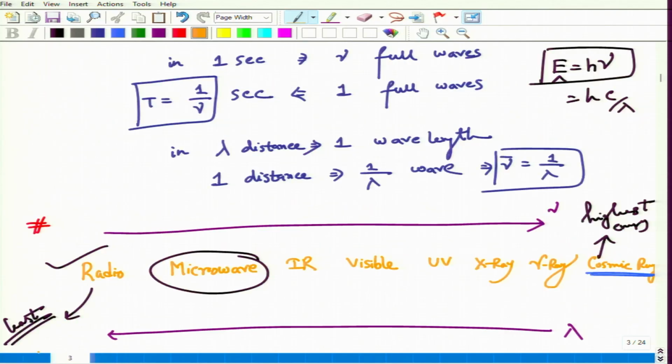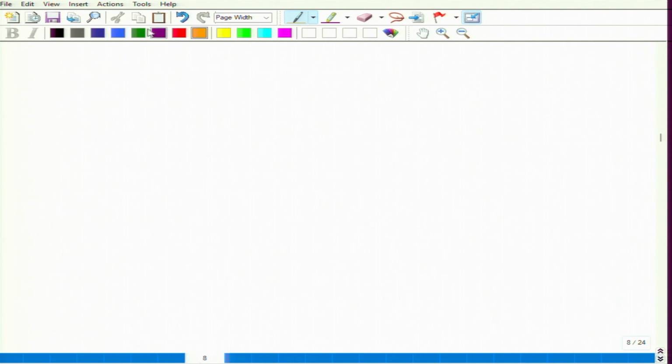Welcome back. In the last part I discussed visible light. Now after visible light we can see the UV. So let me start with the UV, or ultraviolet.